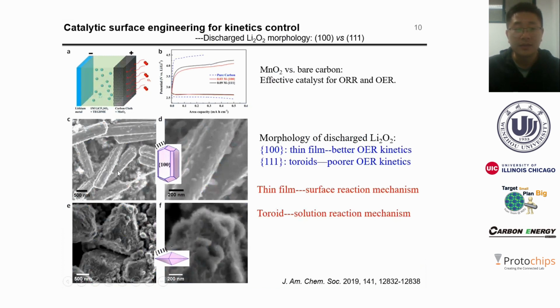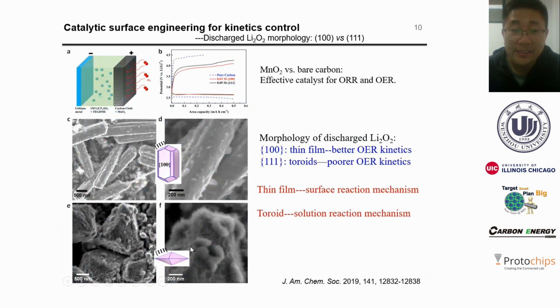We use these as the cathode catalyst, and we characterize their discharge product morphology after ORR, after the discharge process. We observe that on the catalyst that is more like a rod-like structure, which is reaching the 100 surface, the discharge product, the lithium peroxide, is more like a thin film-like structure, while for the manganese oxide, which has this cubic structure, reaching the 111 surface, its discharge product is more like a toroid structure.